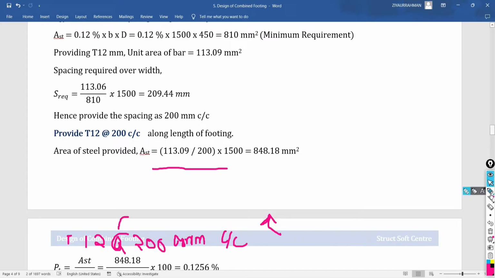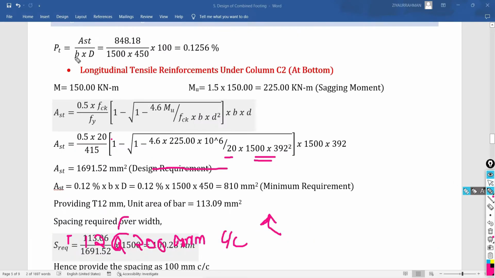Okay, one more thing, how much reinforcement have you finally provided? Area of steel provided will equal Ast, 113.09, divided by the final spacing of 200, multiplied by the overall width. The total area of reinforcement provided here is 848.18 mm².